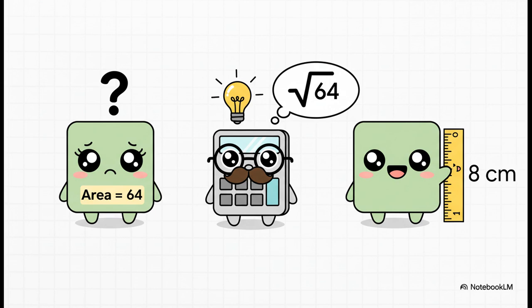The opposite of squaring a number is taking the square root. And the square root of 64 is 8. So the side of the square has to be 8 centimeters long. See? You've got this. Simple as that.